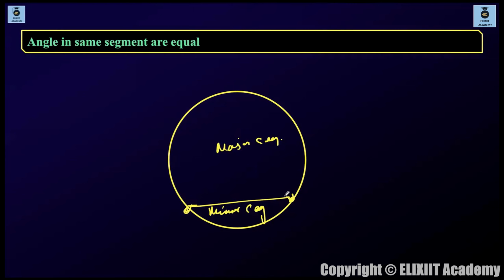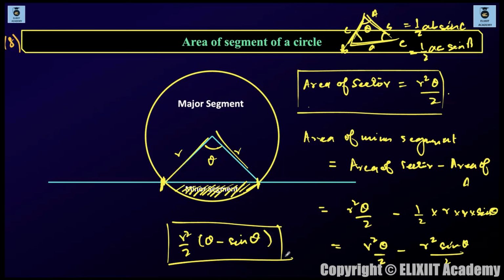So this becomes r square theta by 2 minus r square sine theta by 2. So can I take out r square common from here? So this becomes r square by 2 common. We are left with theta minus sine theta, where theta is the angle subtended at the center, which is the formula for the area of the minor segment. This is the area of the minor segment. Got it? Yes or no? Got the logic?